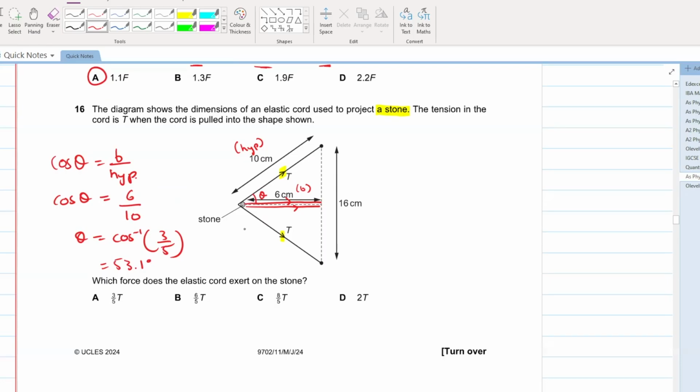53.1 degrees is your theta angle. Now, once you have this theta, can you calculate these forces? This will be equal to what? Tension cosine 53.1. This comes out to be 3 over 5. 3 over 5 T. This is only this one force.